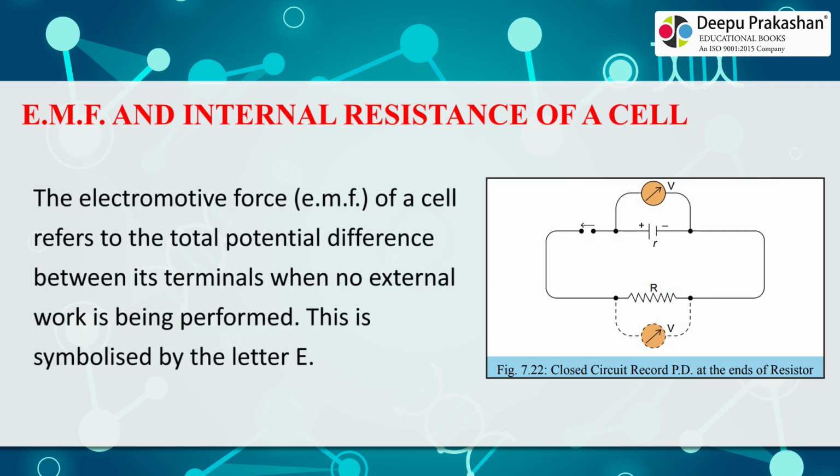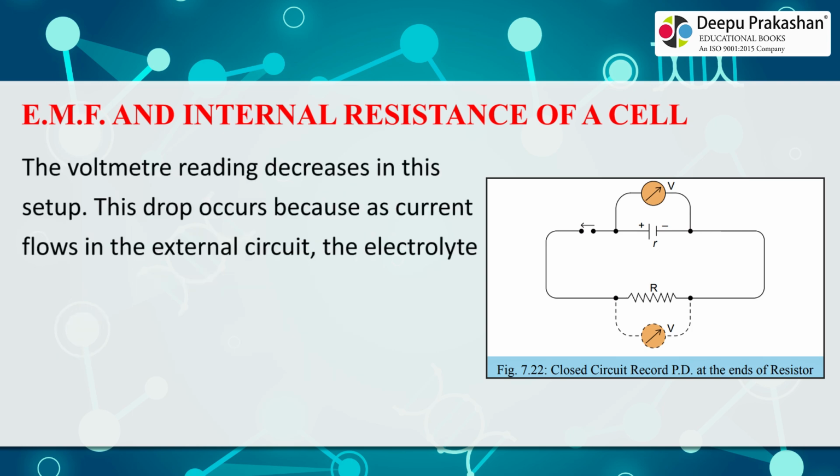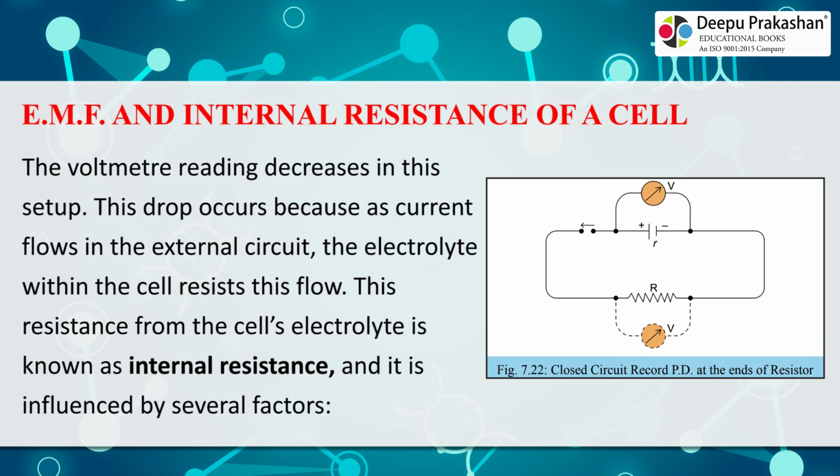The electromotive force, EMF, of a cell refers to the total potential difference between its terminals when no external work is being performed. This is symbolized by the letter E. The voltmeter reading decreases in this setup. This drop occurs because as current flows in the external circuit, the electrolyte within the cell resists this flow. This resistance from the cell's electrolyte is known as internal resistance, and it is influenced by several factors.